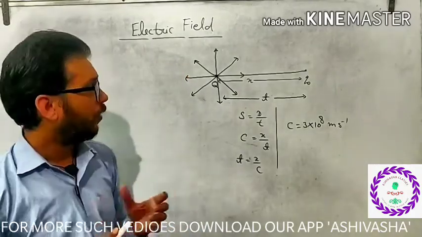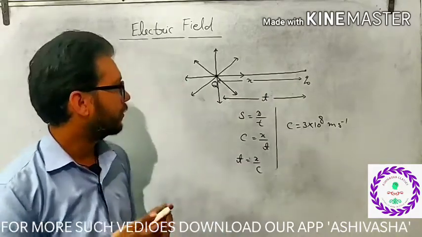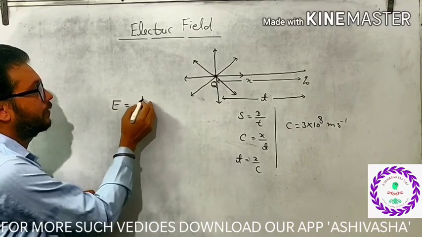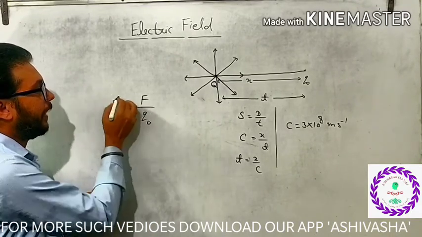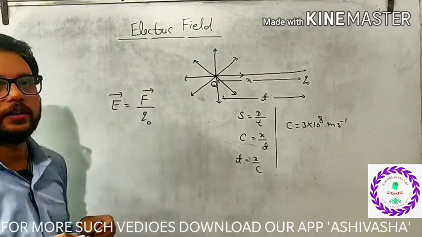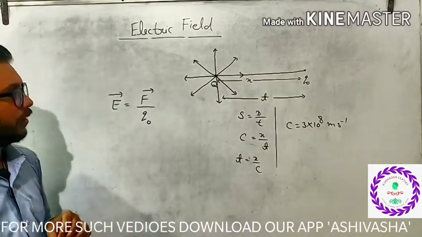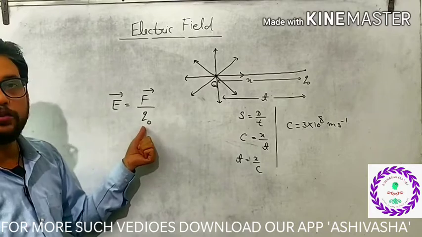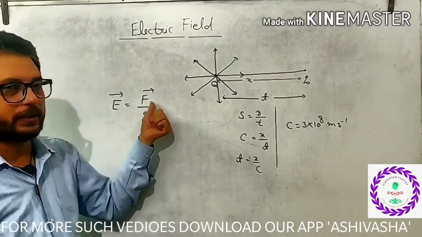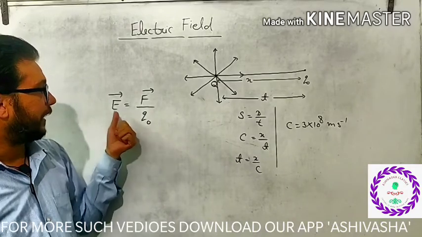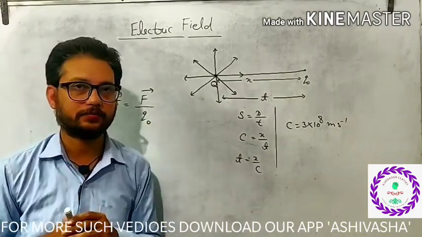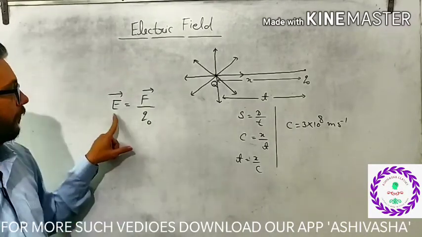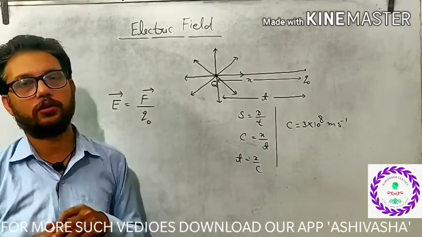Now, basically we can simply say what the electric field is. The electric field is given by E vector equals F vector upon Q naught. So the definition will be: the force experienced by per unit test charge. The force experienced by per unit test charge is called the electric field of any charge. What does it indicate? It indicates that the electric field is independent of Q naught.